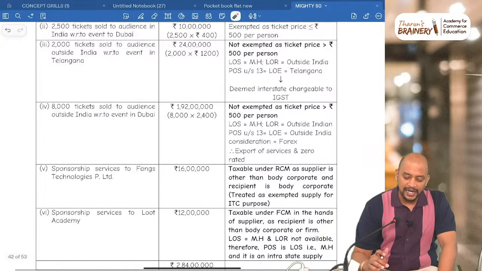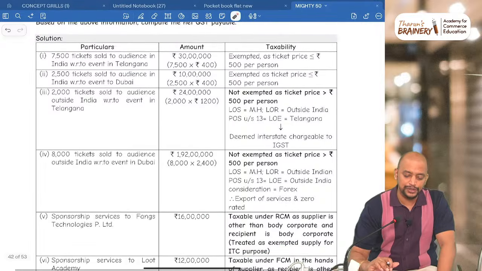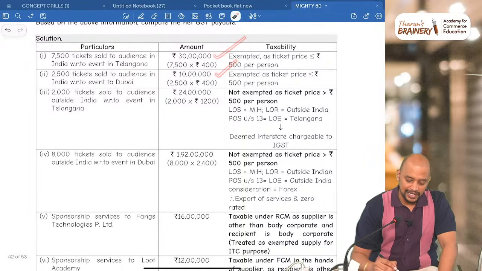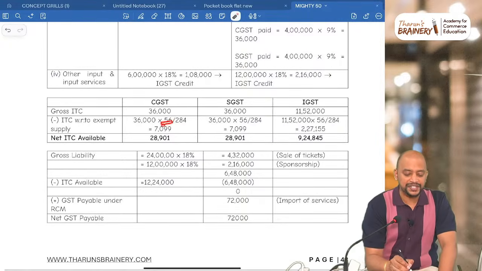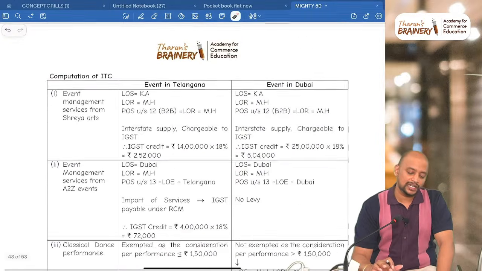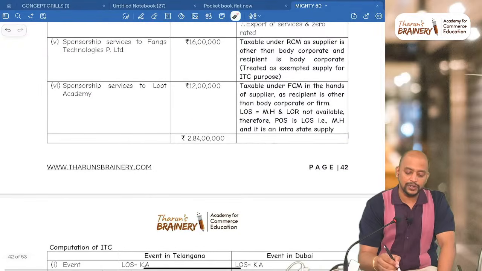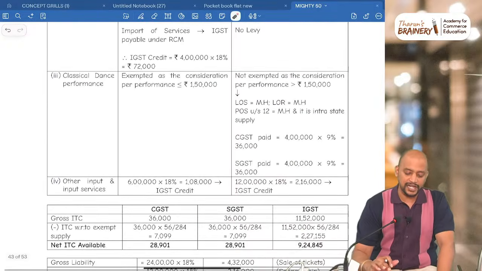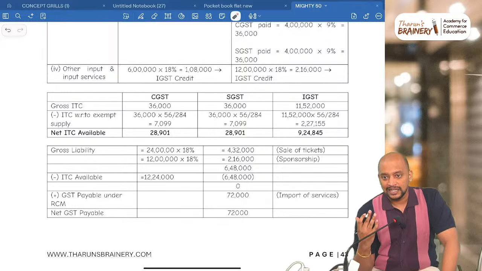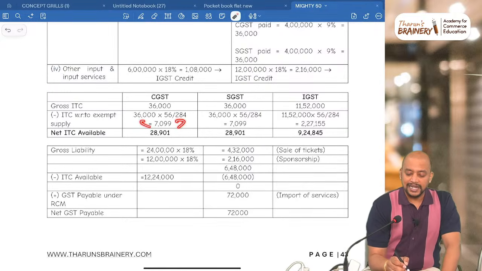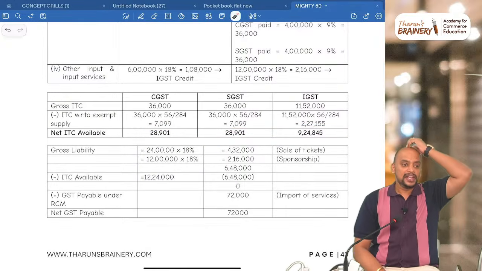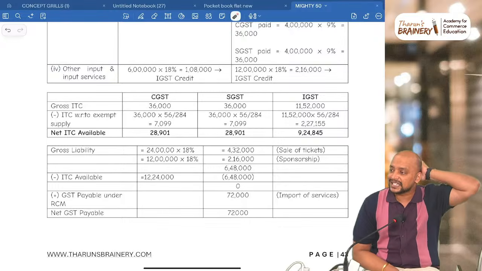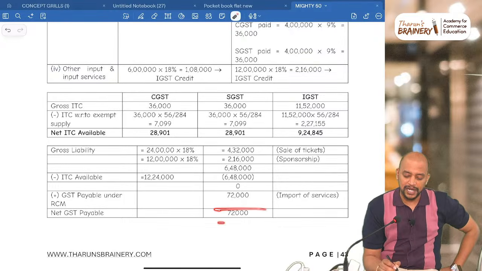Next, supply under RCM is also exempted, 16 lakhs. Please do the total: 30 plus 10 plus 16, how much? 56. So 56 divided by total turnover. Take the total turnover of 284 lakhs, divided by 284. Are you understanding? Then you need to reverse proportionately the exempted portion. That gives the net ITC available. This net ITC you can adjust with the liability, but the RCM liability you need to pay separately. GST paid under RCM. So the net GST payable will be 72,000.